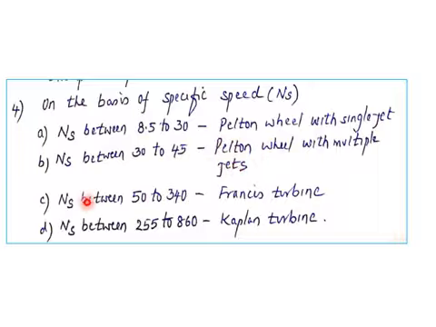If the specific speed is somewhere around 50 to 300 or 340, then it is a medium head turbine, which is the Francis turbine. And if the specific speed is greater than 300 and goes up to 860, then it is a Kaplan turbine. So these are the various categories of classifications under which these turbines are classified.